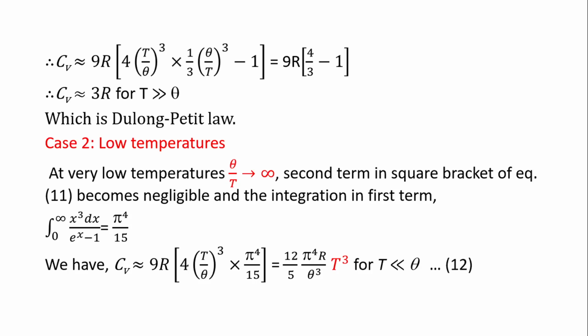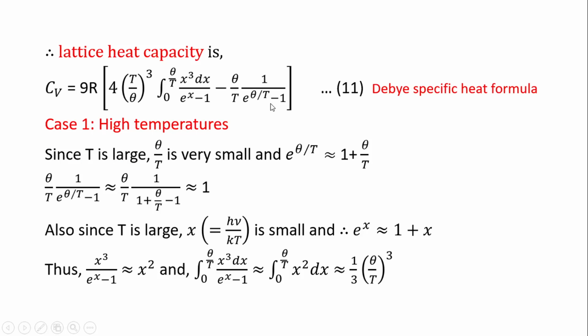While what about low temperatures? Let us test the correctness at low temperatures. For low temperatures, we find that theta by T now tends to infinity. It does not reduce to infinity, but it tends to infinity, and consequently the second term in the bracket of equation 11, that reduces to 1 upon e raised to theta by T, that means 1 upon infinity, and the whole term reduces to a very low value near 0.